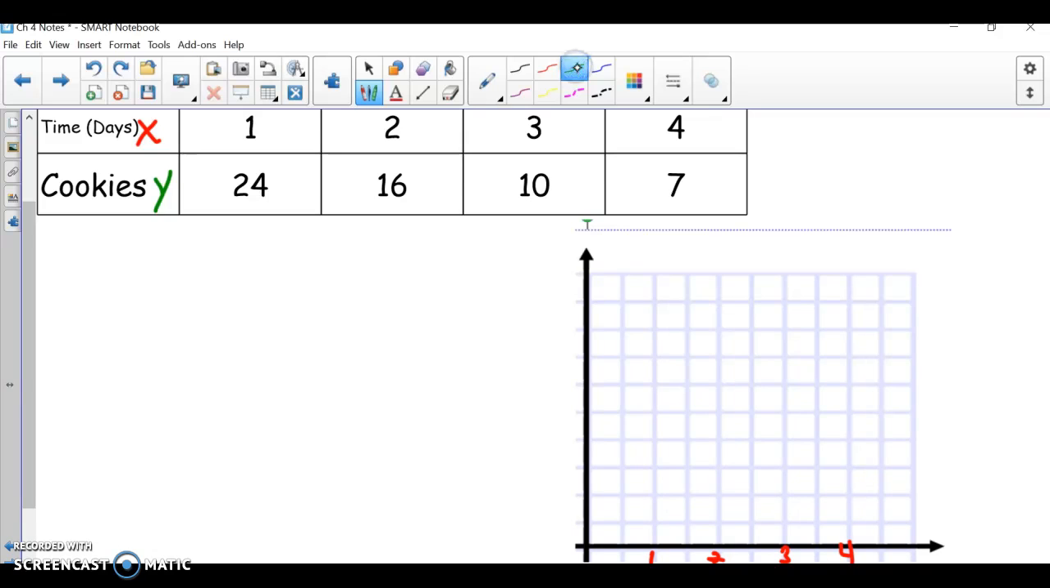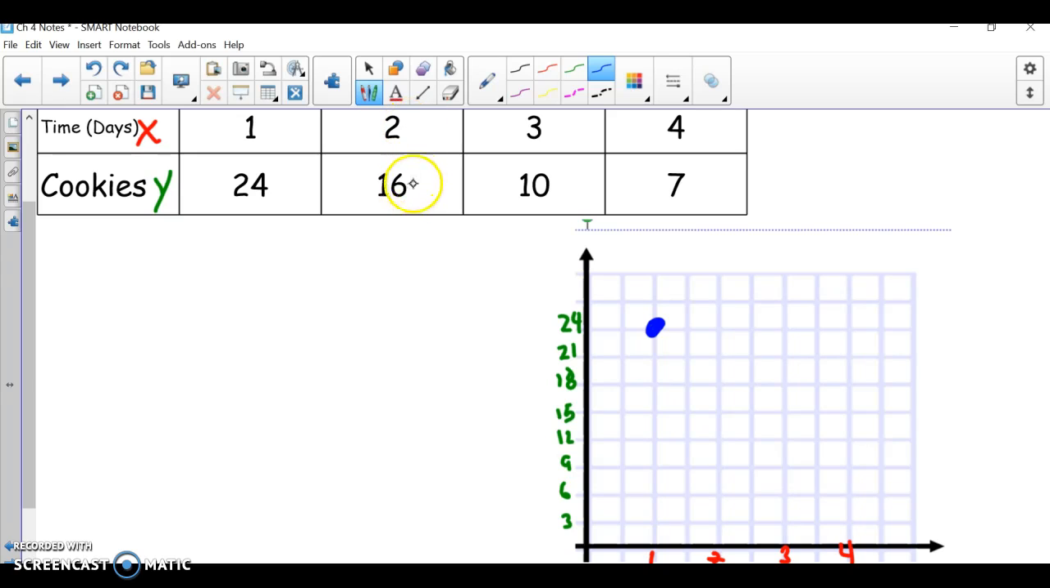And then my Y values, we better go by 4s. Actually, 3s will work. We can go 3, 6, 9, 12, there's 15, 18, 21, 24, and now we can start to plot our points. When there was 1 day in the jar, we had 24 cookies left. So that point would be right here.